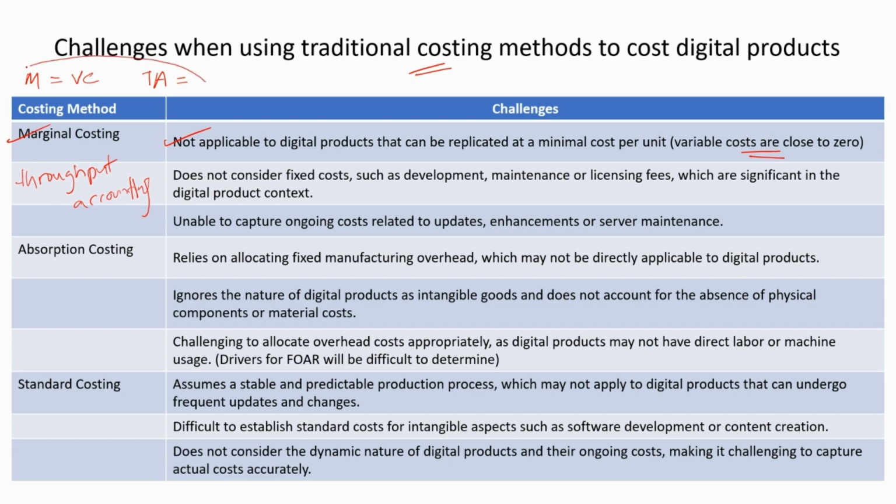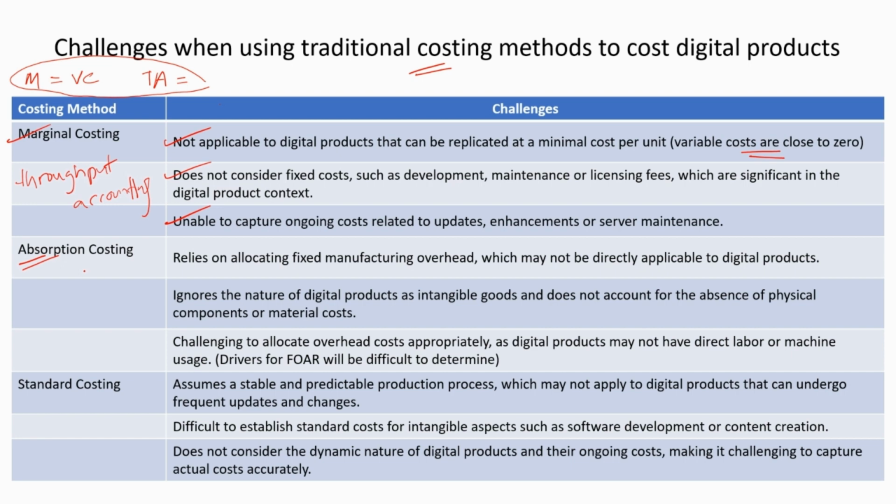So when it comes to costing a digital product, marginal costing and throughput accounting is not suitable because variable costs are close to zero. Does not consider fixed costs such as development, maintenance or licensing fees which are significant in the digital product context. As we already know, for marginal costing and throughput accounting, we do not consider the fixed cost to be the main costs. We consider the variable costs to be the main costs. Unable to capture ongoing costs related to updates, enhancements, or server maintenance.